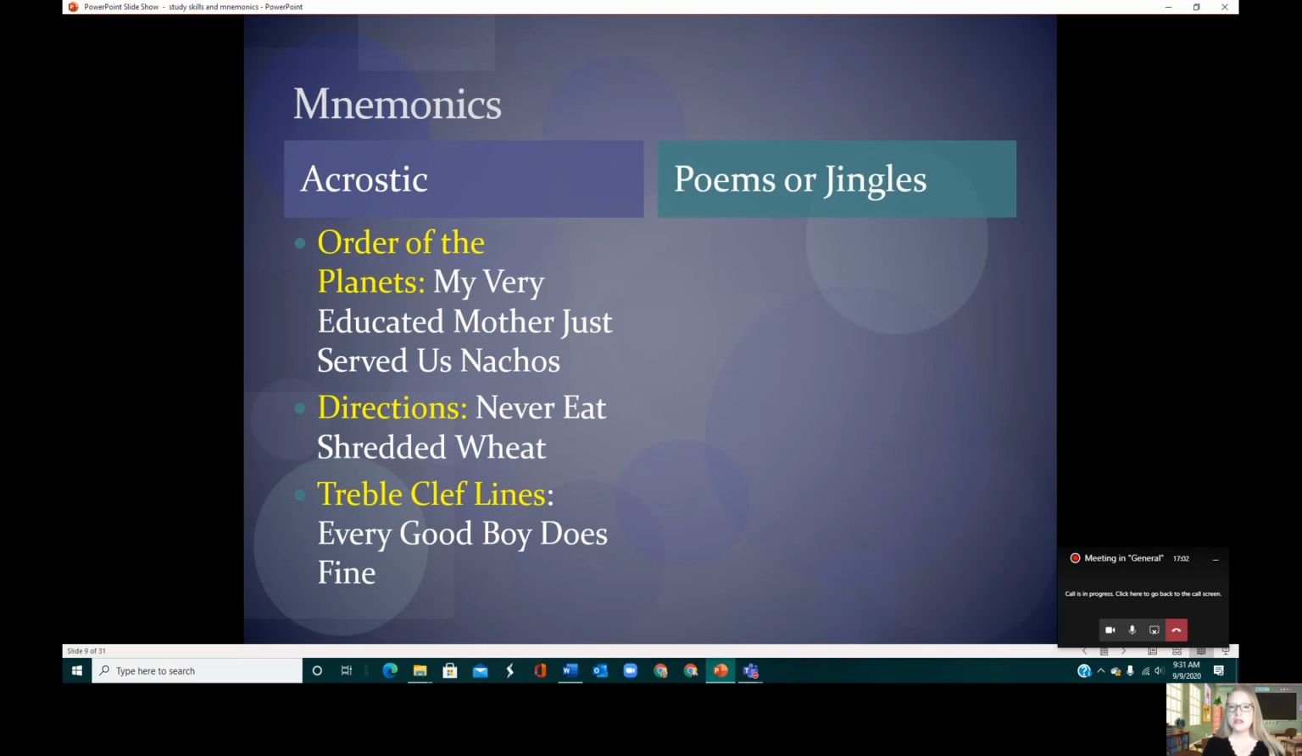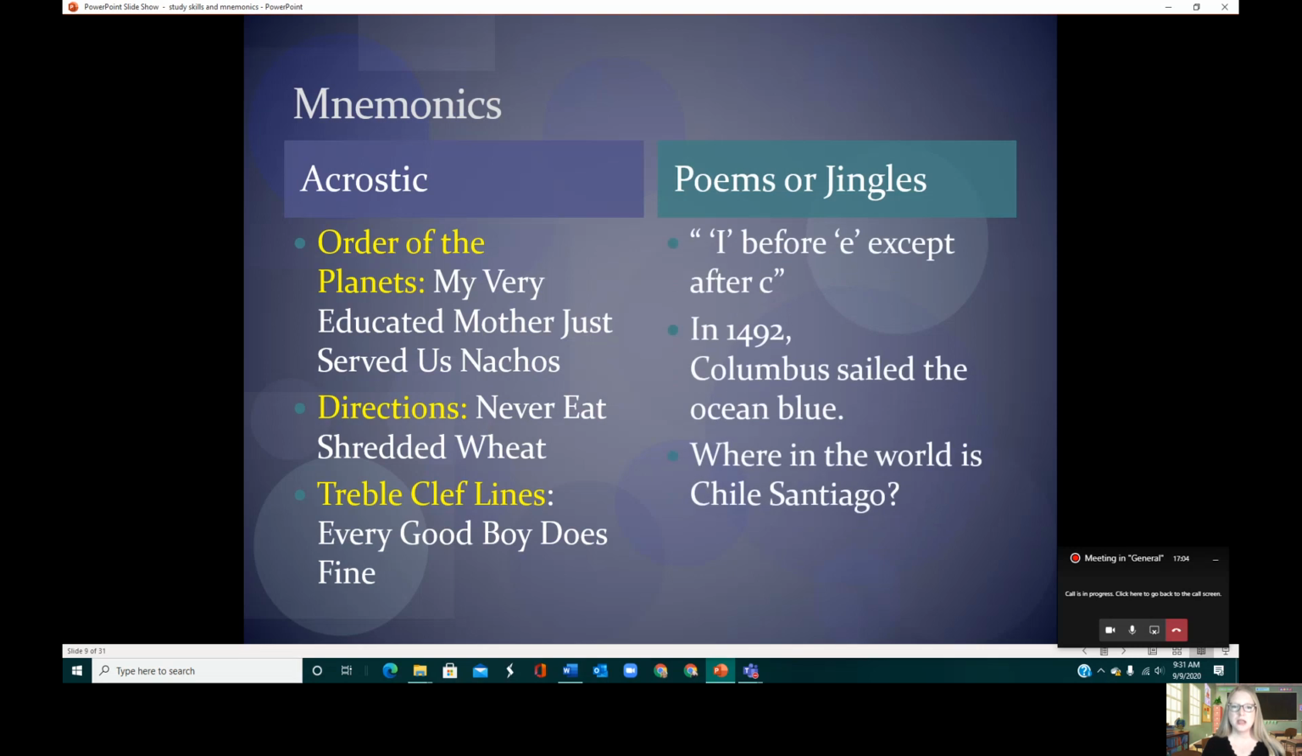And that goes along with poems and jingles. I'm sure you've heard some of these before. I before E, except after C. And then in 1492, Columbus sailed the ocean blue. So that rhymes to help us remember.